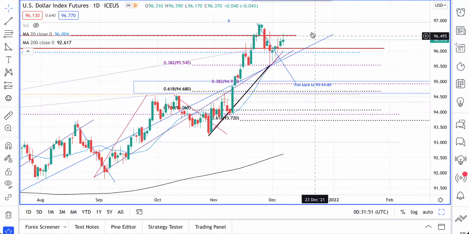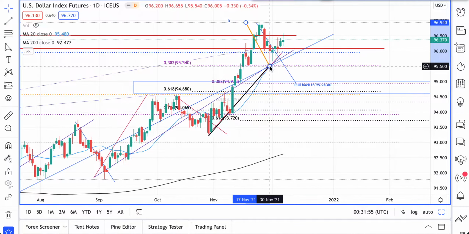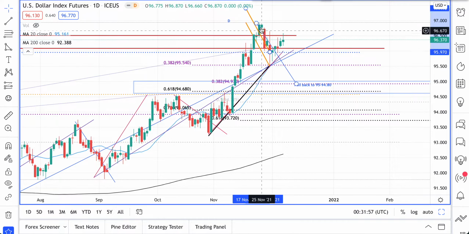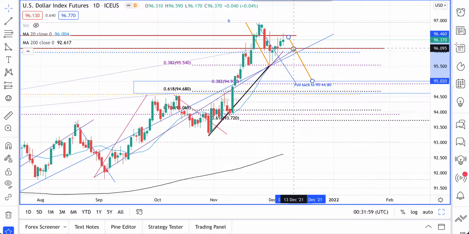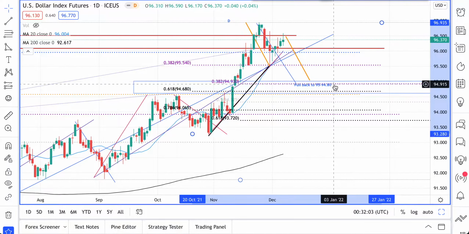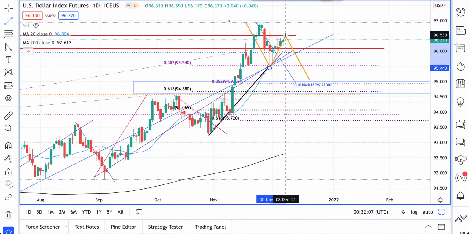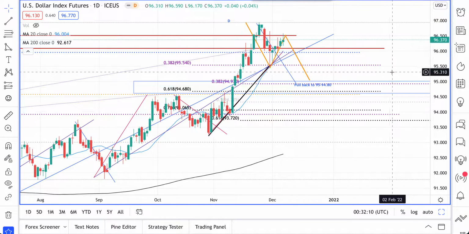So there's a possibility that the kind of pattern we are looking at is an ABCD kind of pattern like this one, which is going to take us down to this 95 level, and which means that dollar is going to go lower, which could be positive for gold.